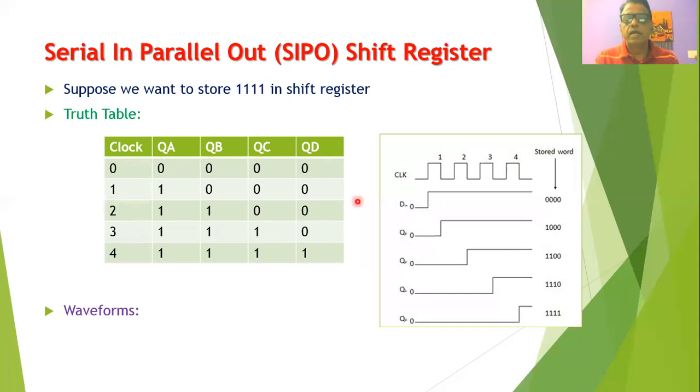So as shown in this diagram, initially all the flip-flops are cleared and therefore the output will be 0000. Now, once the first clock pulse is applied, output becomes 1000, and step by step, you will find that the 4-bit data 1111 will get stored into the shift register.